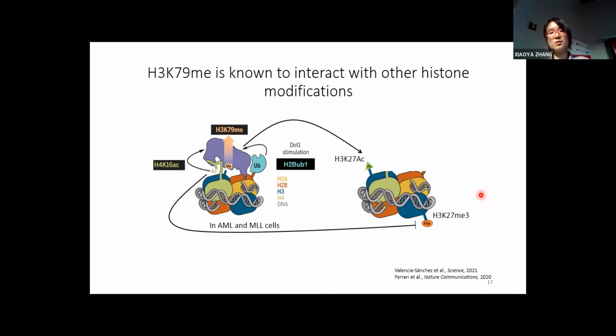From the literature, we know that DOT1L mediated K79 methylation can be stimulated by other modifications like H2B monoubiquitination or H4K16 acylation. There is also evidence showing that it can inhibit H3K27 trimethylation in leukemia cells. So it has crosstalk with other modifications. This led us to think, can K39 methylation function through interactions with other modifications?